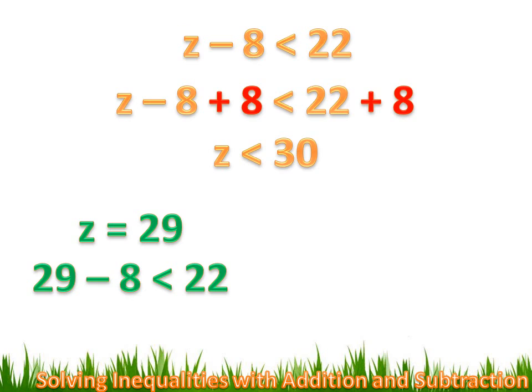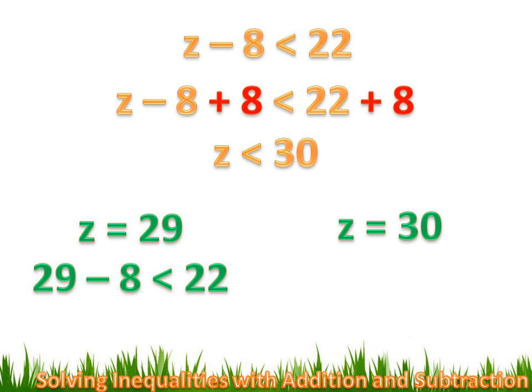How about for numbers that are not less than 30? Well, we could try 31. 31 is not less than 30, but 30 is also not less than 30. If I put 30 in there for z, I'd have 30 is less than 30, and you know that's not true. So if I put 30 in z minus 8 and make it 30 minus 8, it better not be true that that's less than 22.